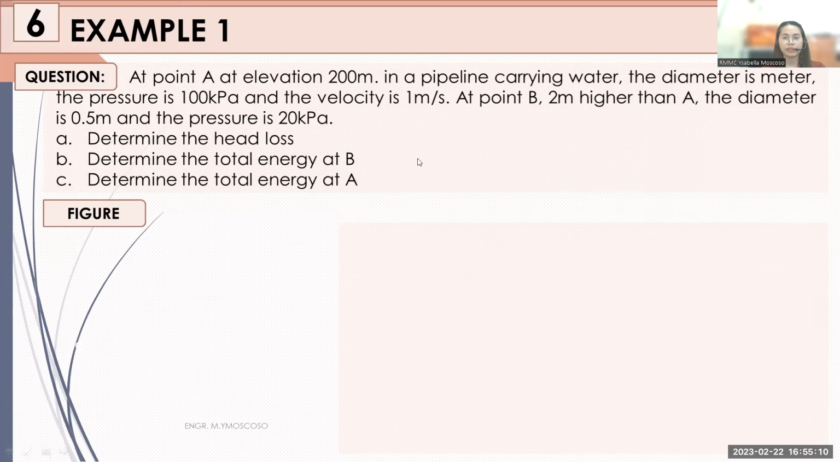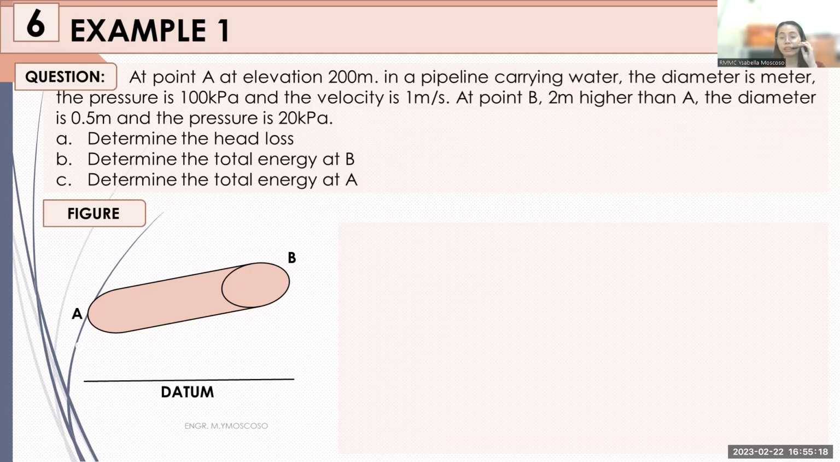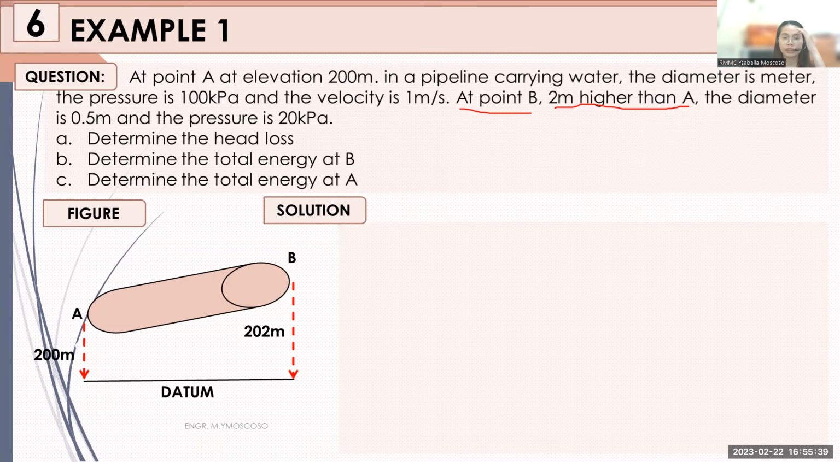Okay, so let us try to solve for your head loss. If this is your pipe, this is your point A and that is your point B. So from the datum, the elevation of your point A is 200 as stated sa problem. Sabi niya naman dito at point B, that is 2 meters higher than A. So from the datum papunta sa point B, ilan yun? That is 202.